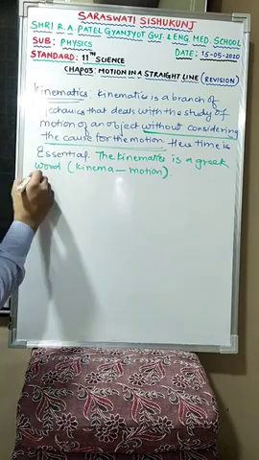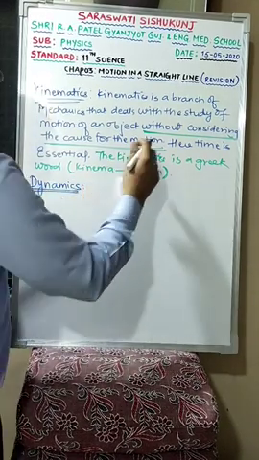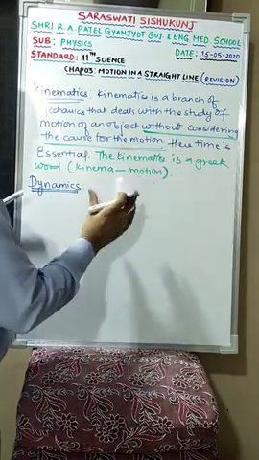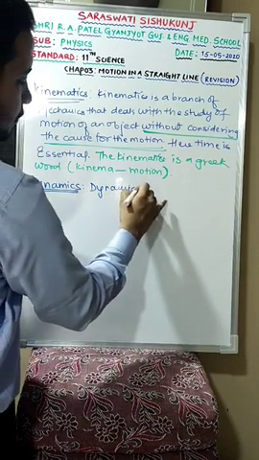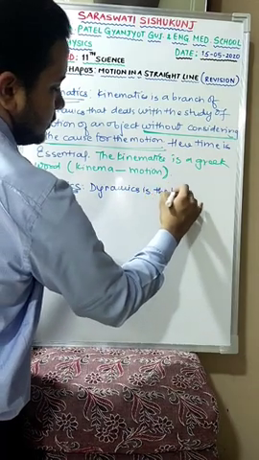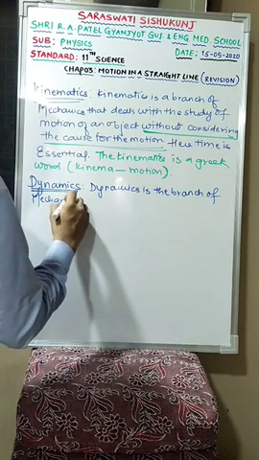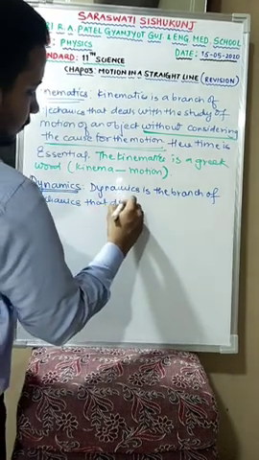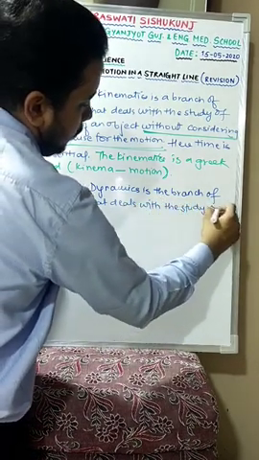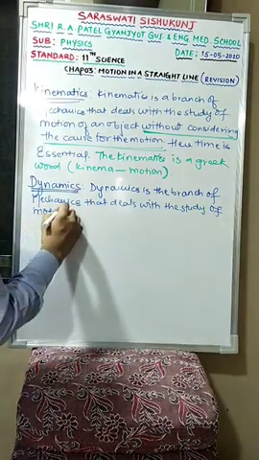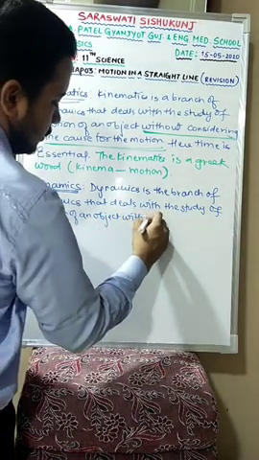Next is dynamics. In kinematics it was without considering the cause for the motion. Here you can take into consideration the cause for the motion. Dynamics is the branch of mechanics that deals with the study of motion of object with considering the cause for the motion.